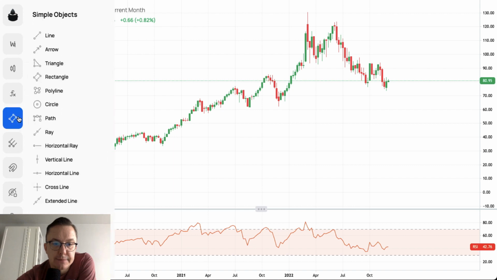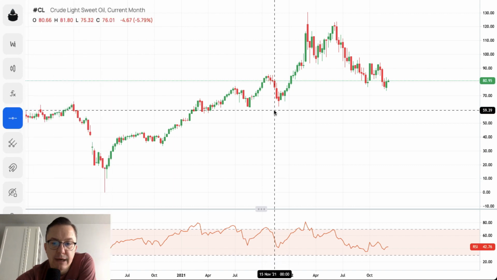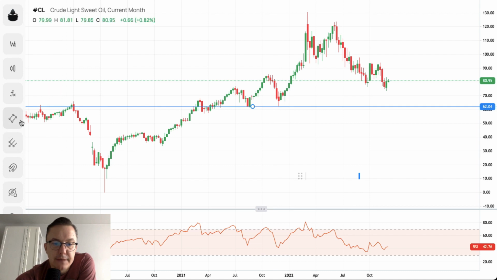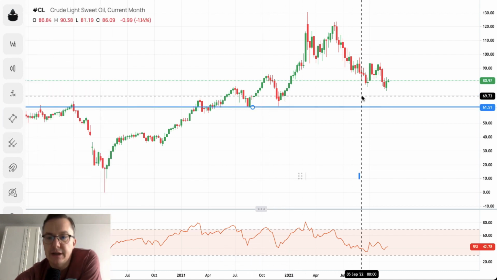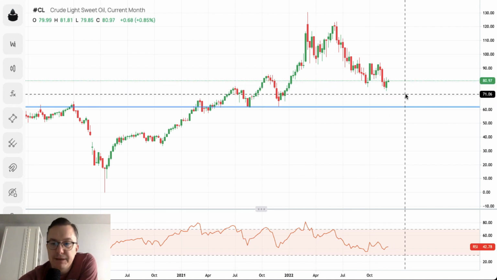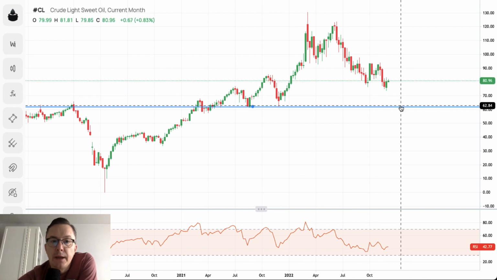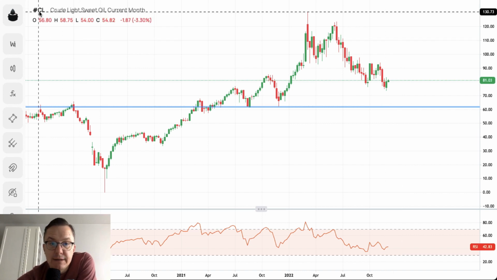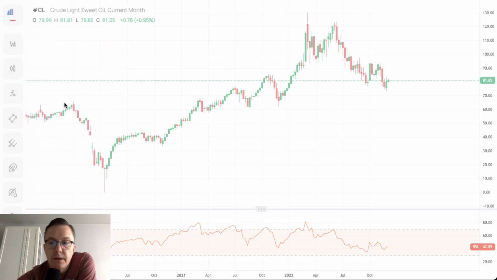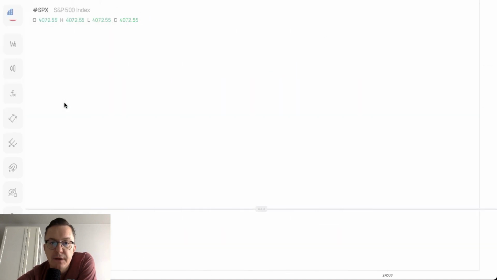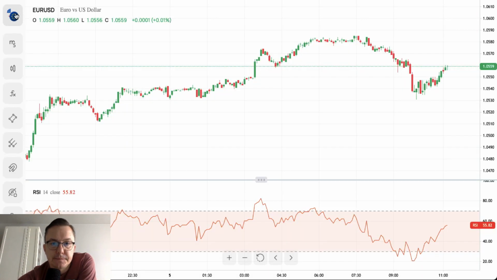Let me just put the lines for you guys. So this is very interesting technical support just around here, very tight. So that's the next target. Basically this is the next target for the crude oil as well. Please keep an eye on this market. It is moving lower. It might be moving even lower. The S&P 500 index doesn't actually work, so let me just switch to something else.